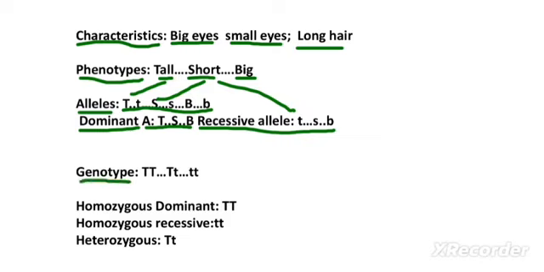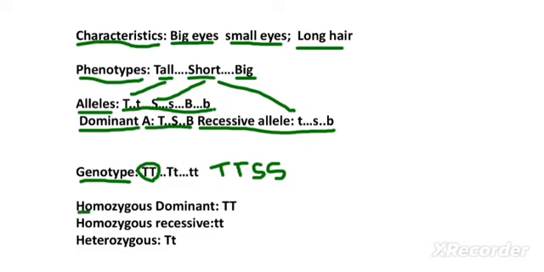A genotype is two alleles combined together. For example, capital letter T, capital letter T, that is one genotype in a monohybrid cross. Now in a dihybrid cross, you will have a genotype with 4 letters, right? So the first 2 letters will be of the first characteristic, and the second 2 letters will be of the second characteristic. So we have homozygous dominant.